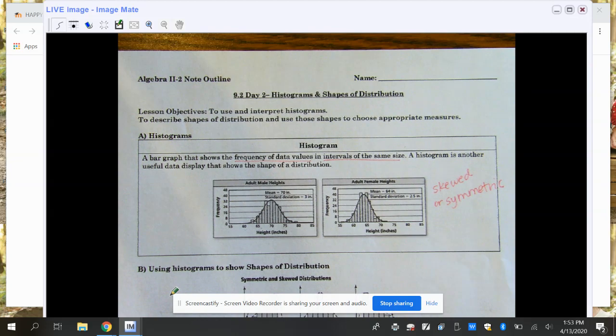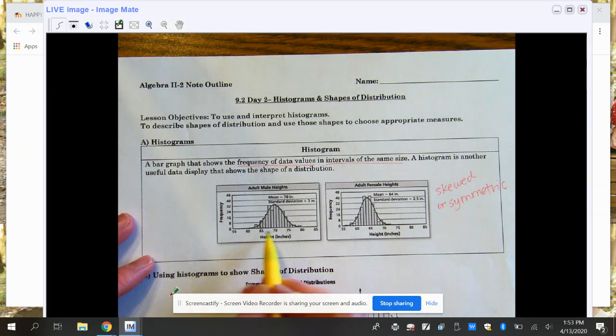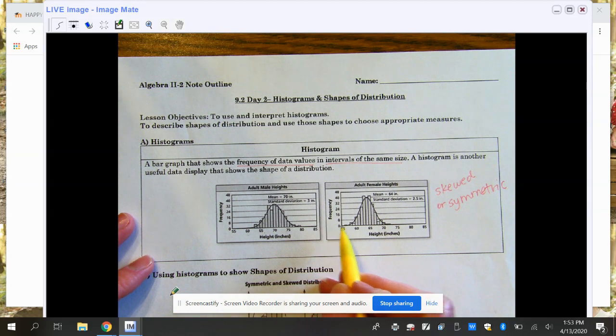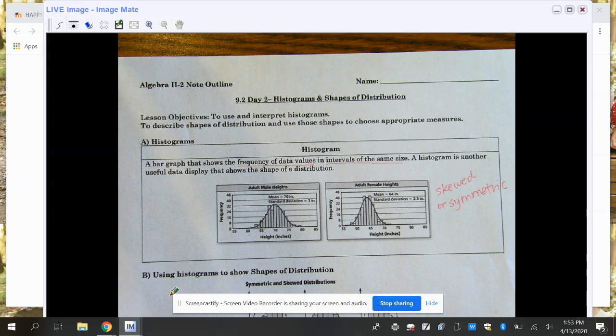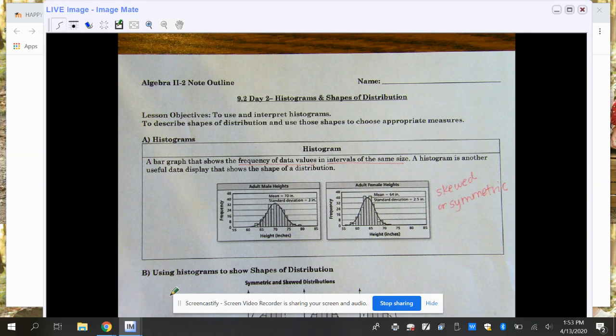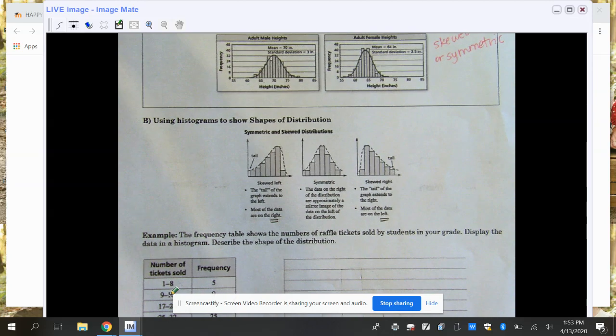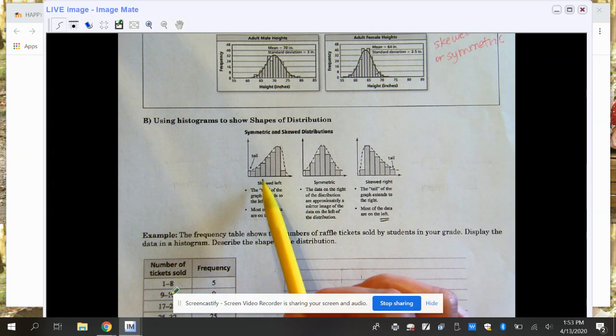So I underlined the two most important parts of a histogram. The intervals on your x-axis right here have to be of the same size, or else your data wouldn't necessarily be accurately represented. And when we're talking about frequency of data values, we're looking at how many times a value or a range of values appeared. So when you're talking about shapes of distribution here, we've got, again, skewed left, symmetric, and skewed right.